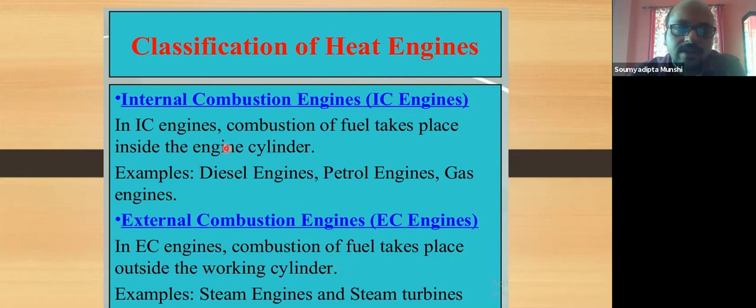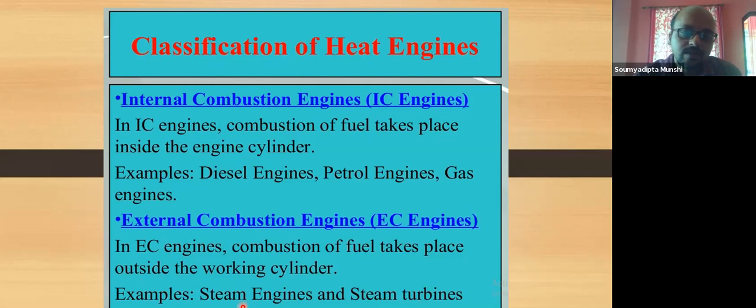Examples of internal combustion engines are the diesel engine, petrol engine, and gas engine. Our cars also use internal combustion engines. External combustion engines are the steam engine and steam turbine. From the name you can understand that the boiler is there. Heat is generated in the combustion chamber of the boiler, then the heat energy is taken out from the boiler to the external combustion engine, and the heat energy converts to mechanical work.